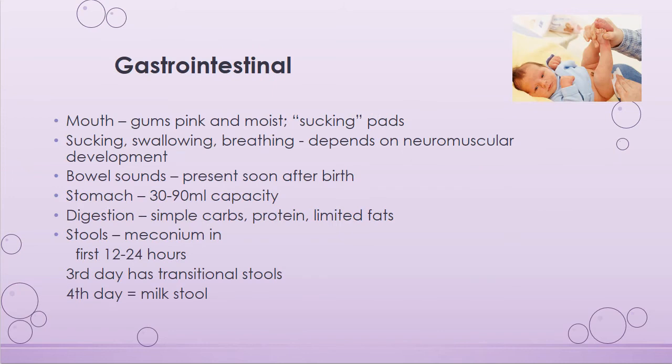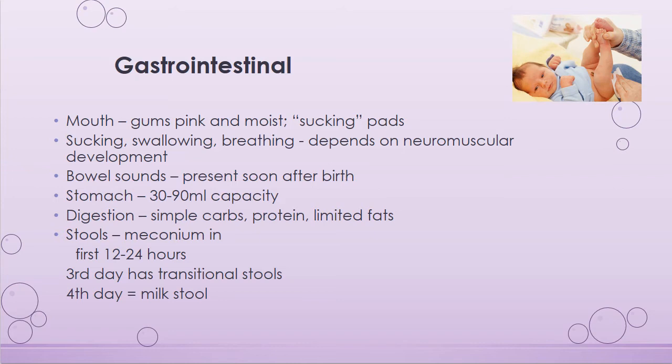Things that you should notice on a normal newborn: the gums are pink and moist, they have sucking pads, and they do suck, swallow, and breathe, which depends on neuromuscular development. Sometimes you find infants that have difficulty with it even when they're full term. Bowel sounds are present soon after birth. Their stomach capacity is dependent upon the size of the infant, but 30 to 90 mL is within normal range.